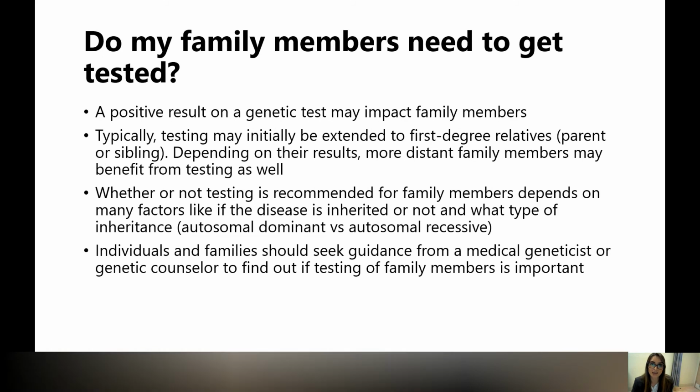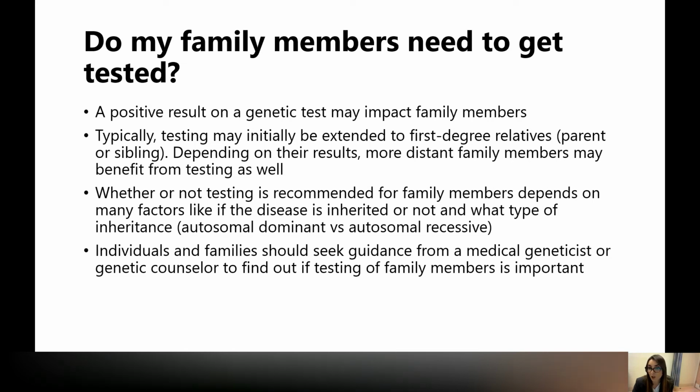And if I do get tested, does it mean my family members need to get tested as well? So a positive result on a genetic test might as well impact family members. So sometimes it is important to test the family members. When we do initial tests, usually we might extend to first-degree relatives, such as parents or siblings. But depending on the results, more distant family members might also benefit from that testing.